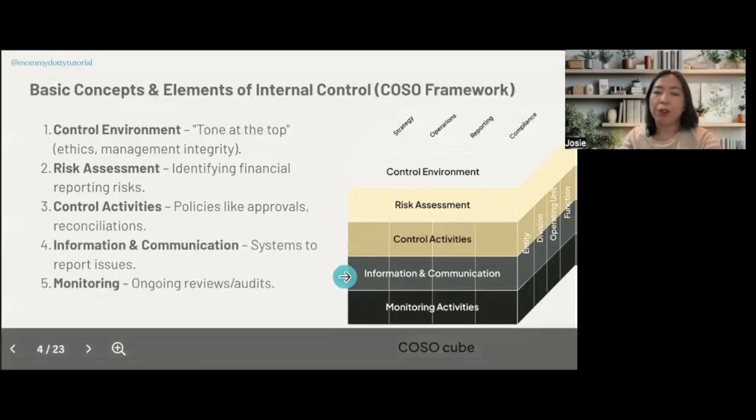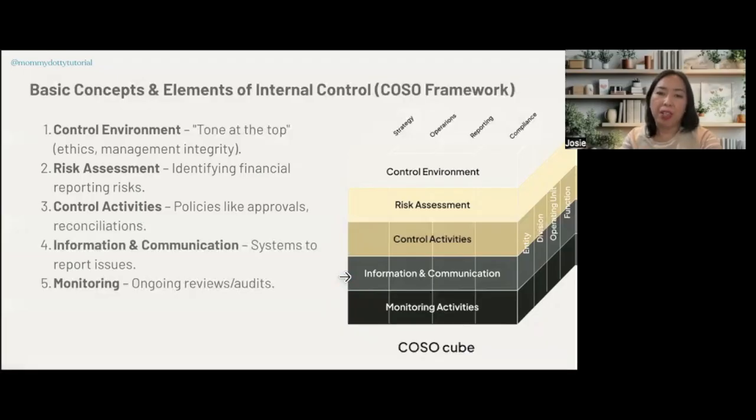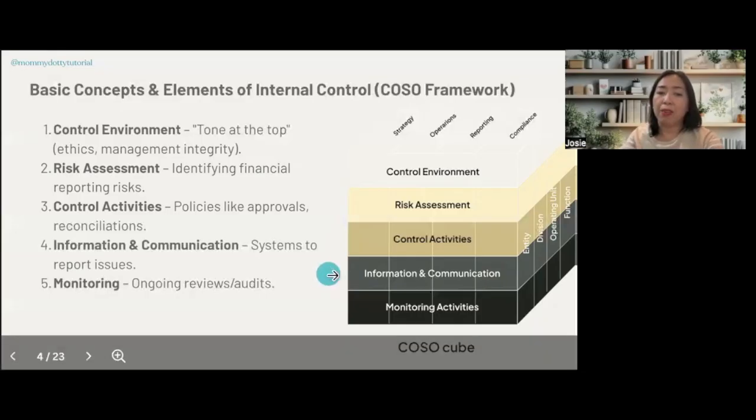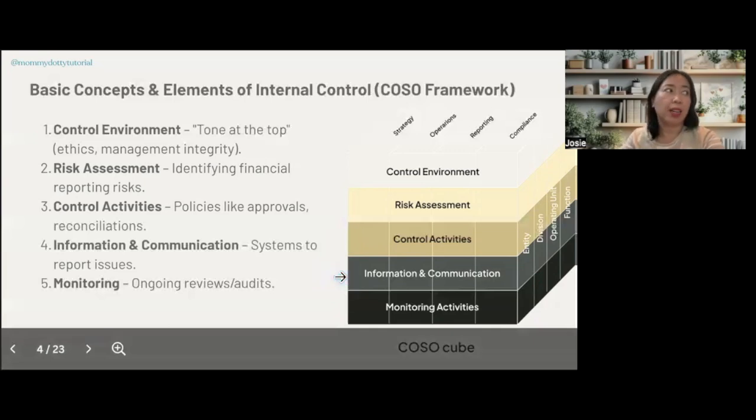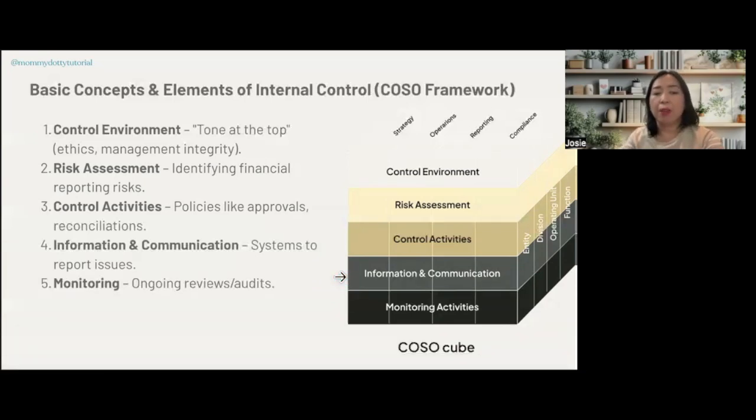So the next one is information and communication. In order to be able to control and manage the risk, it is important that information and communication work in the organization. So from employees to the management and management to the employees. So if whoever is analyzing or assessing the risk found out that there are some reportable issues, it has to be reported to the management. And also from the management, from the top to the employees, it has to be communicated as well.